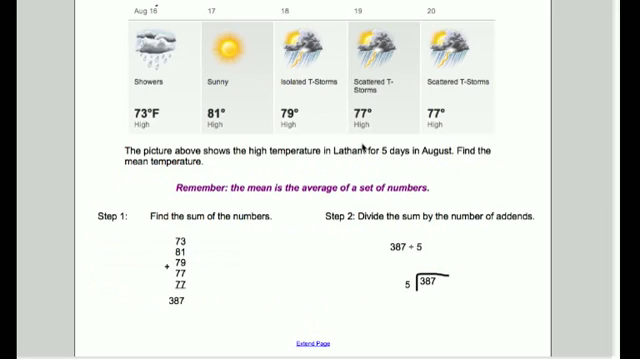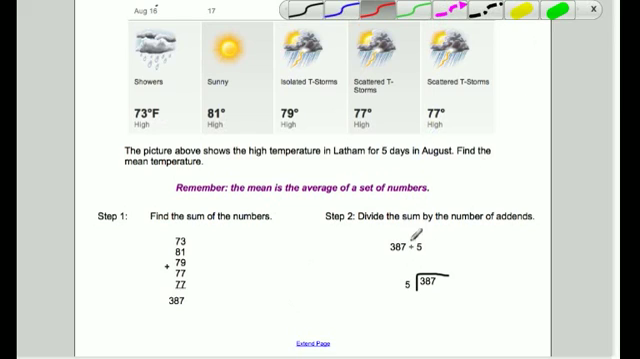Okay, so again you can see our high temperature here in Latham for 5 days, and we're going to start out by finding the mean. The mean is the average of a set of numbers. So step one is to find the sum of the numbers. So we're going to add up 73, 81, 79, 77, and 77 to get a sum of 387. Now, because there were 5 pieces of data, we're going to divide by 5.